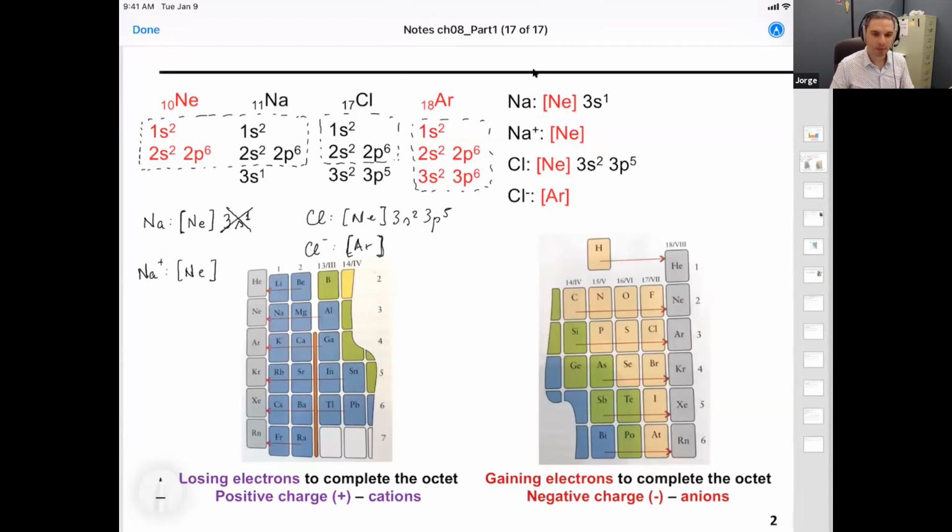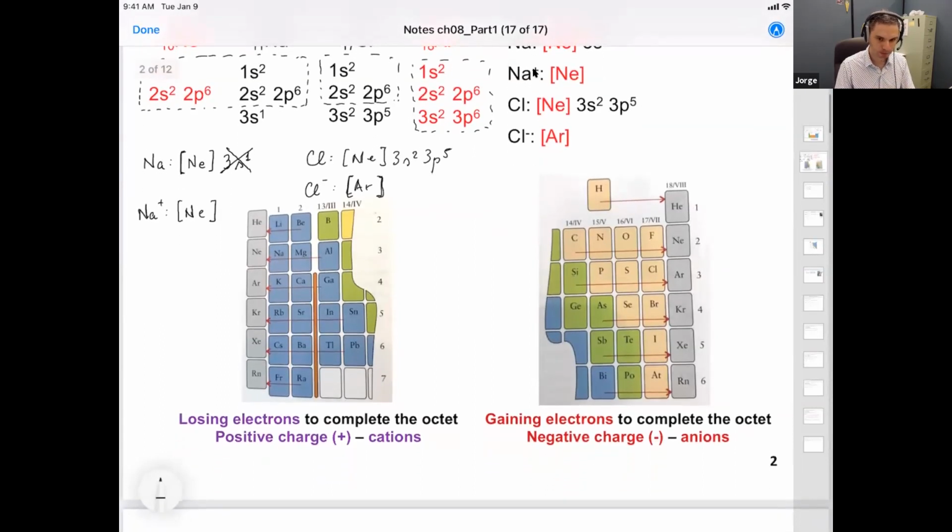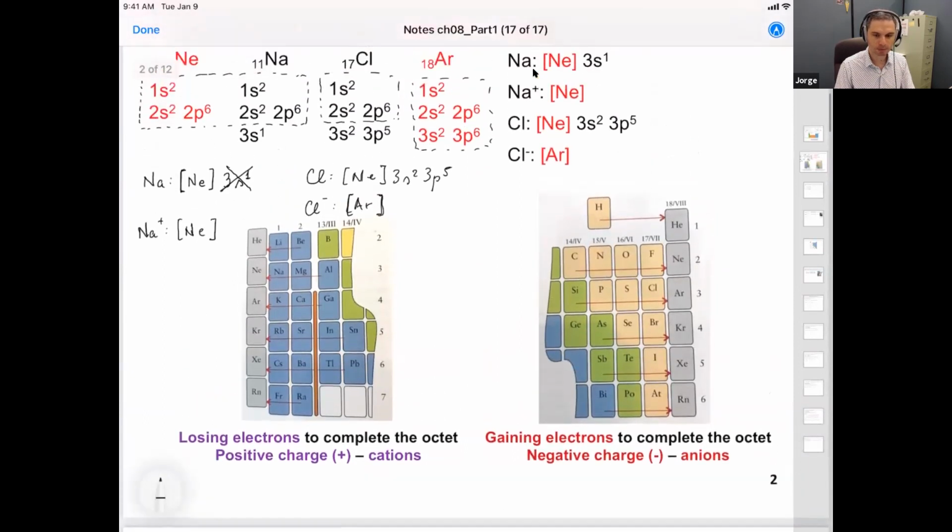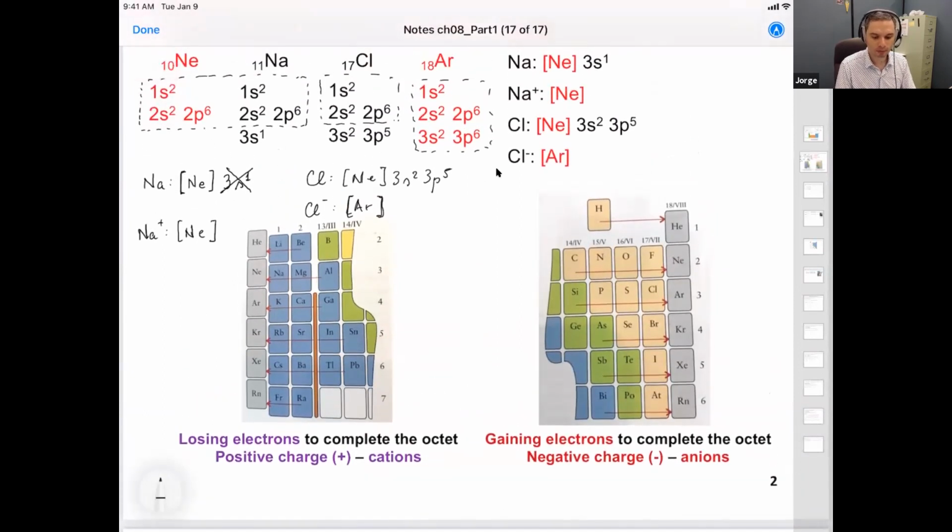And every time we combine an element that loses electrons and an element that gains electrons, we have what's called ionic bonding. Okay, so let's see what the characteristics of ionic compounds are.